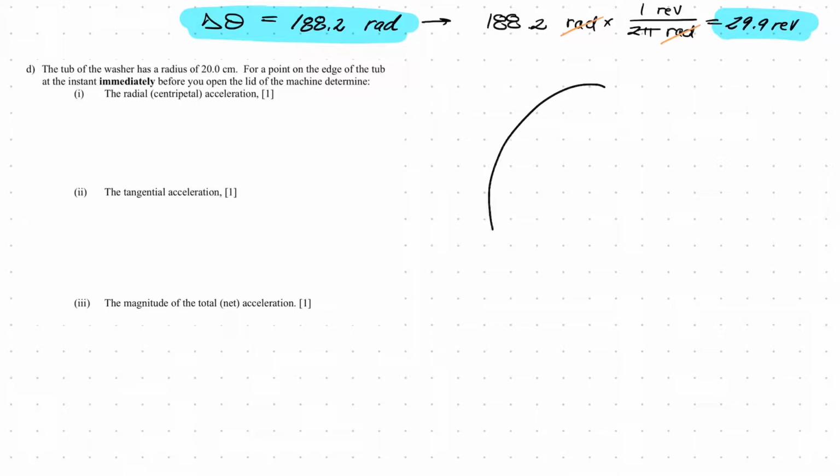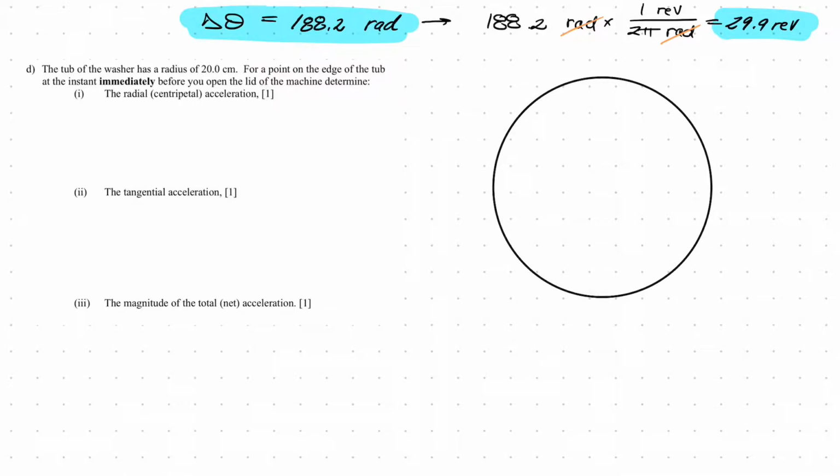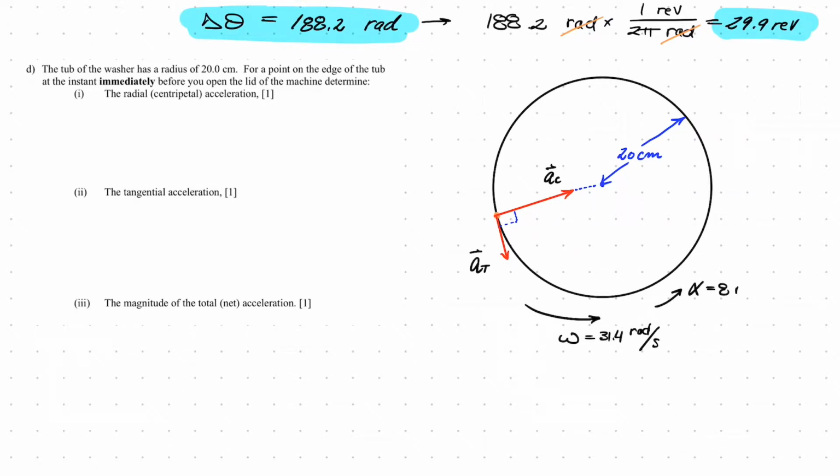Now, part D of this question wants to know about the centripetal and tangential components of acceleration of the washing machine tub, as well as the magnitude of the total acceleration, just prior to opening the lid. So what we've done here is drawn the centripetal and tangential components of acceleration, remembering that the centripetal is always along the radial direction and the tangential is always in the tangent direction. Let's quickly remind ourselves what omega and alpha are just prior to opening the lid.